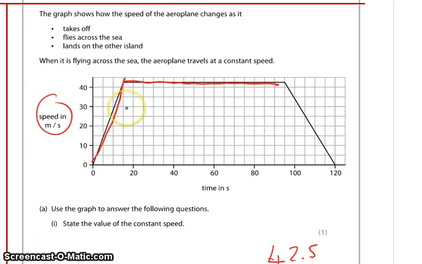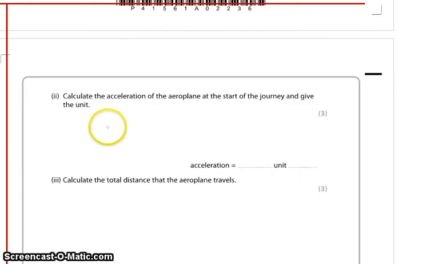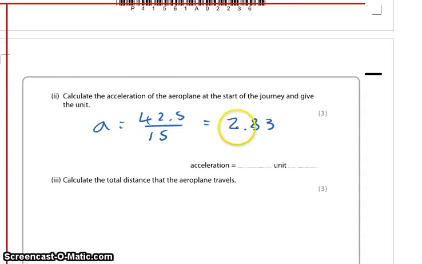So acceleration is the gradient of a speed time graph. So if we do our rise over run here, we're at about 42.5 and the run is about 15. So acceleration is 42.5 divided by 15, and if I just do that on a calculator, that's 2.83, so 2.8, and the units are meters per second squared.